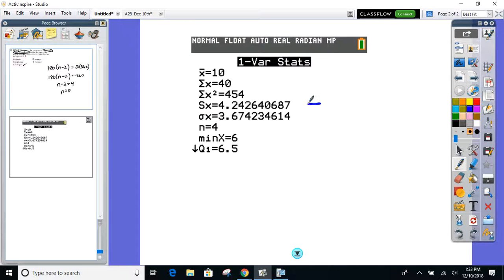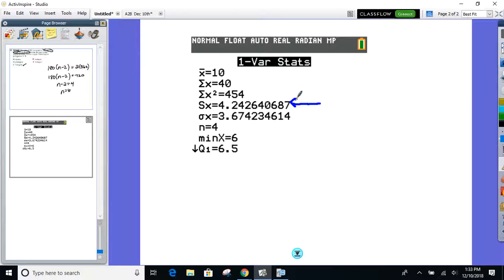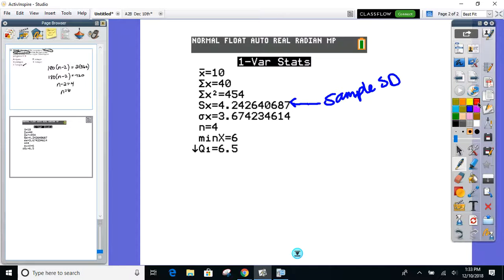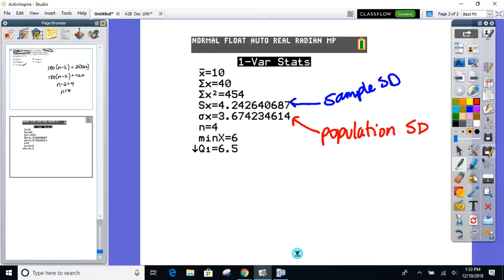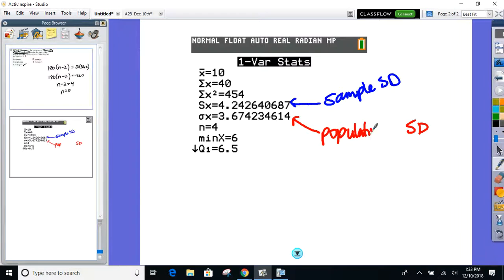What is this one called? That's sample standard deviation. And the other one here is population standard deviation. If one is not specifically asked for, which one do we use? Population. There we go. Okay. We all good? Tomorrow will be specifically asked. If it's not, use the population.